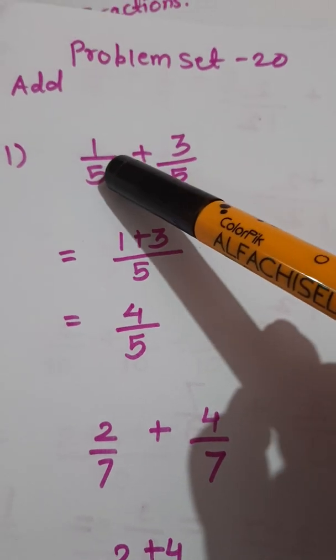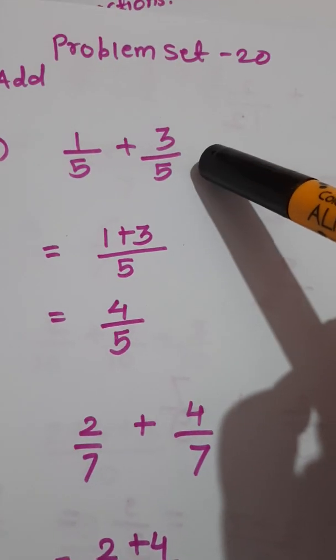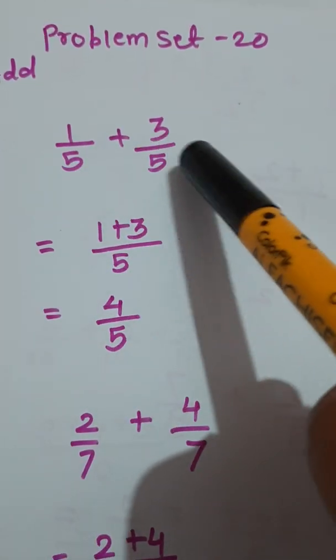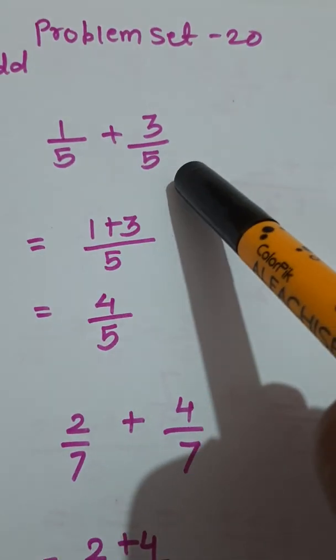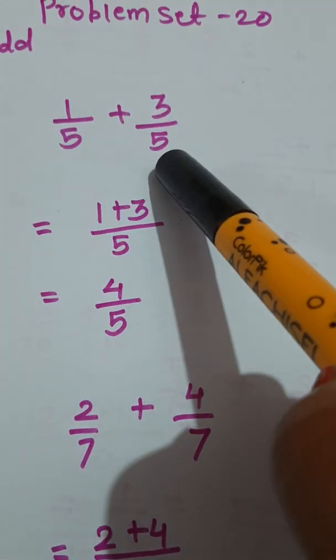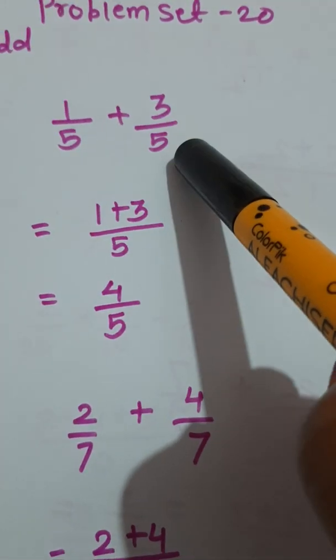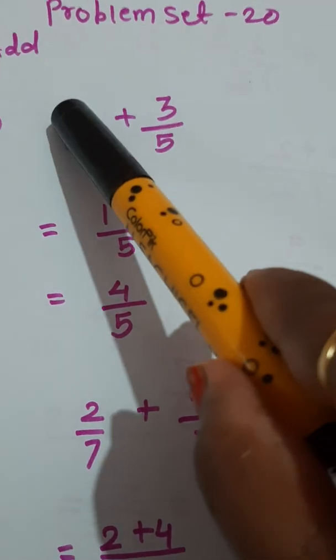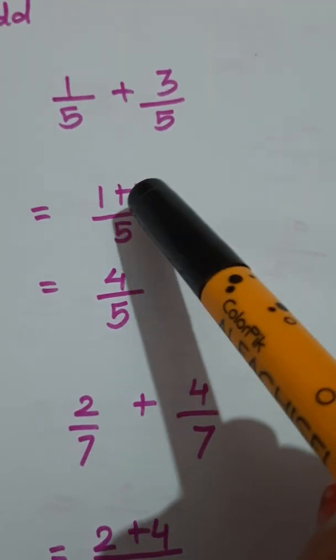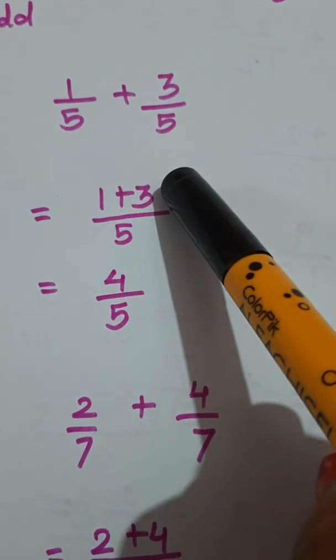1 upon 5 plus 3 upon 5. They are like fractions because their denominators are equal. So give them the common denominator, as both have the same denominator. Make them together and give the common denominator. So write like this, 1 plus 3 upon 5.